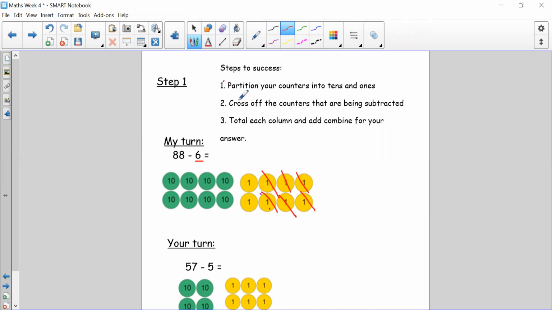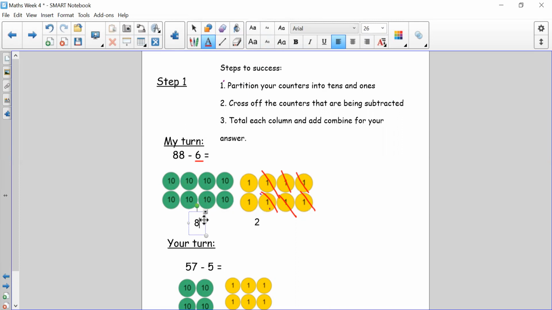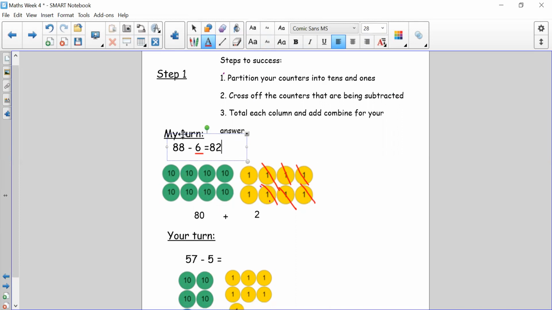Okay, so now I need to do my step 3, which is total each column and add them. So total each column first and then add them to combine. I have 2 counters left in the ones and I still have 80 here. I have 8 counters, so I have 80. Now I need to add them together. So 80 plus 2 is going to give me 82. 82 is my answer for this number sentence. So 88, take away 6 is 82.